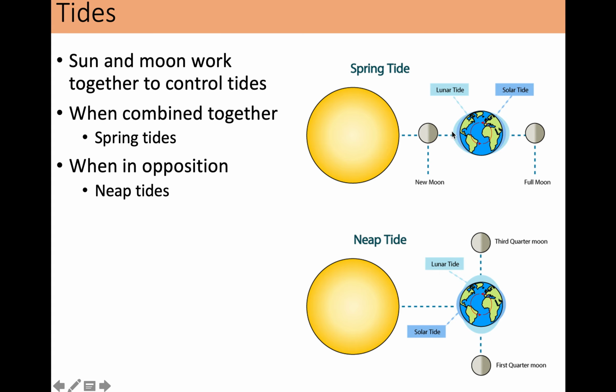That's called spring tides. Neap tide is where we have the third quarter moon or the first quarter moon alignment. So they're out of alignment with each other. The lunar tide is here in alignment with the moon. The solar tide is here in alignment with the sun. So they cancel each other out. We do not have that addition of tide. We are going to have less extreme tide changes during the neap tide phase.